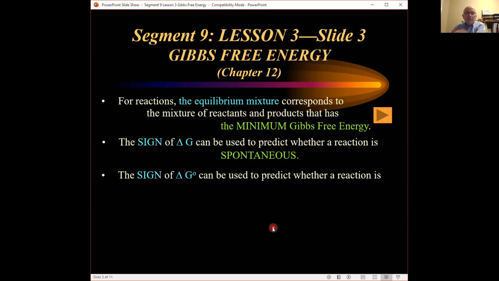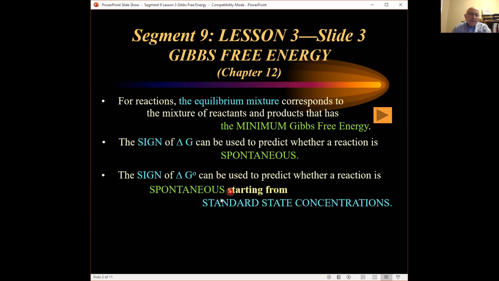The sign of delta G can be used to predict whether a reaction is spontaneous from where you are. Remember, I'm looking at delta G without the superscript. And it can be used to tell you whether you've got a spontaneous reaction. If you started with the standard mixture, you can go there as well. Because if delta G superscript is equal to 0, then starting at the standard state, you're at equilibrium. But if delta G superscript is negative, then it will go further to the right in achieving equilibrium.